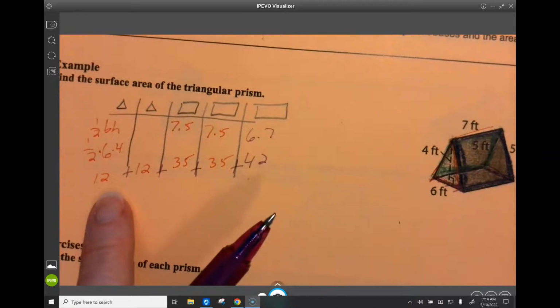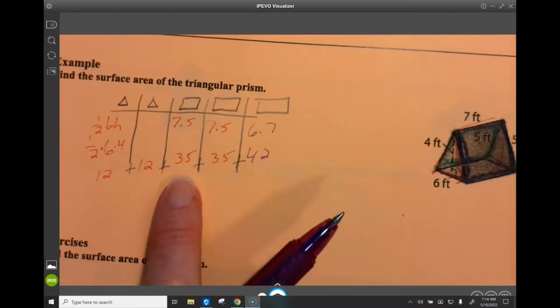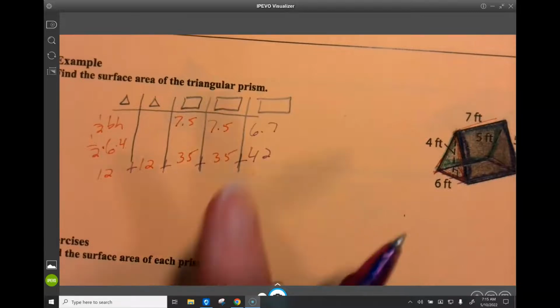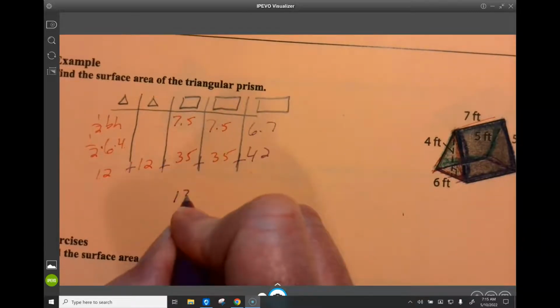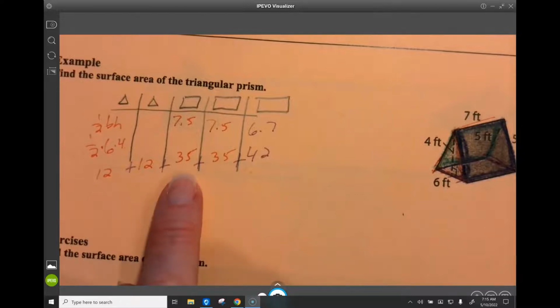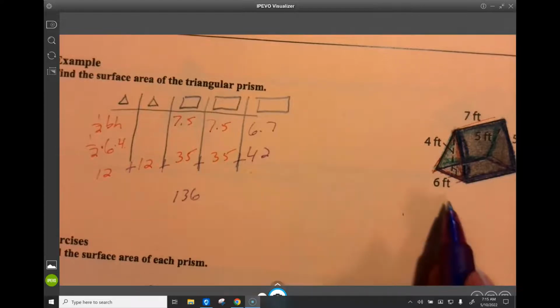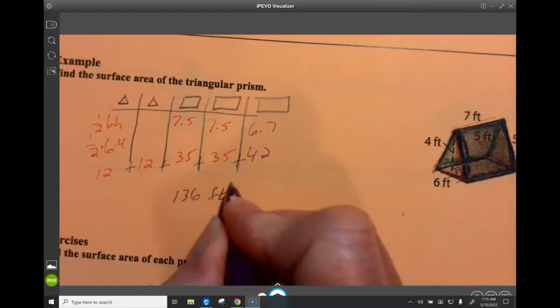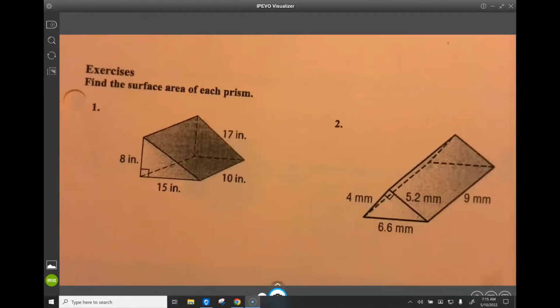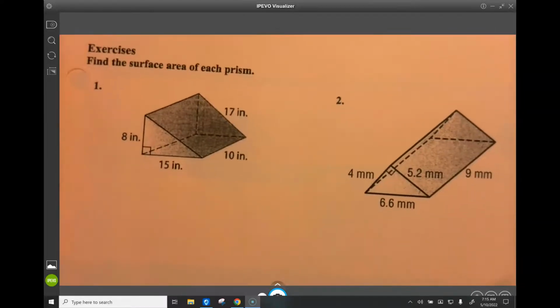So the hardest part on this is actually just being able to see the different shapes, and that's the reason it's helpful if you can trace it. And I got 136. Now it's always better to double check, so I'm going to add them again. And I got 136 again. Now it's area, so it's going to be feet squared. Okay? Good. Let's do a couple of these, because sometimes they can be a little confusing.